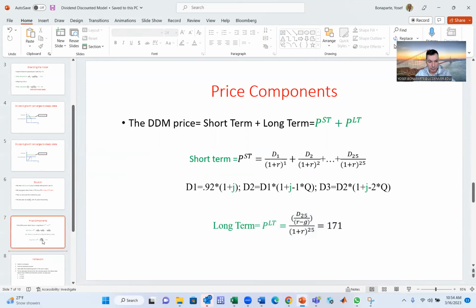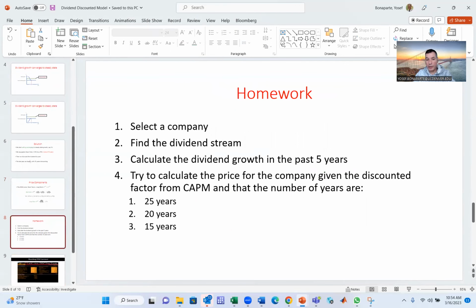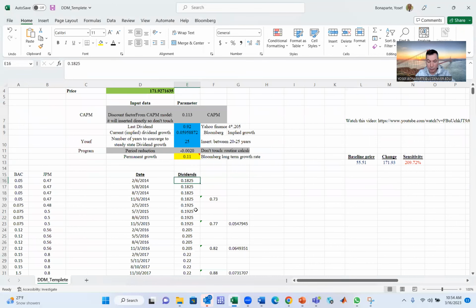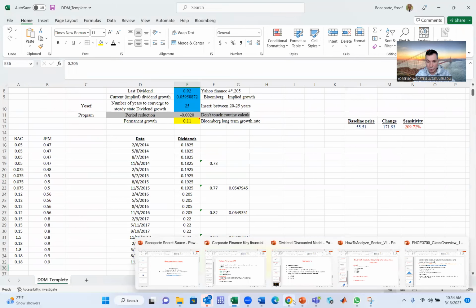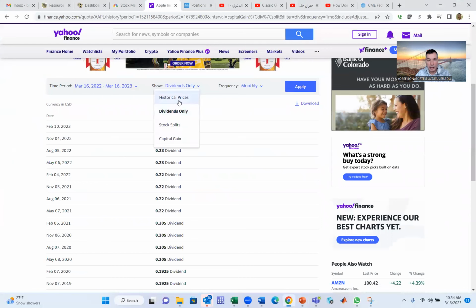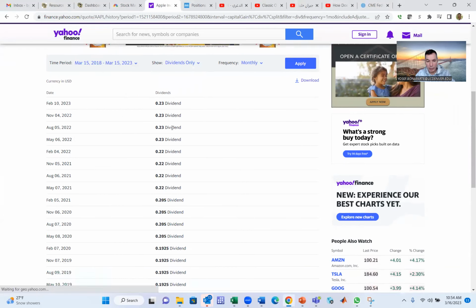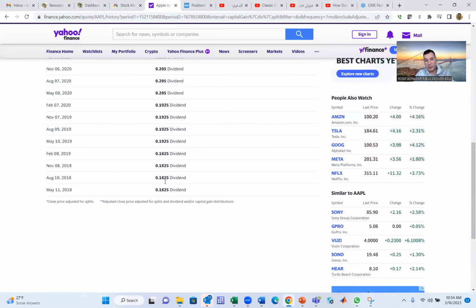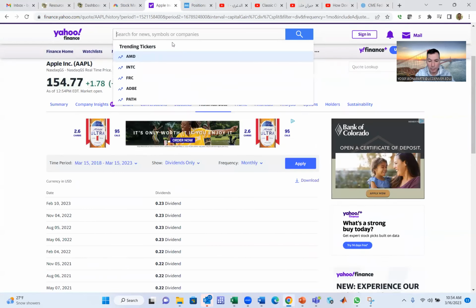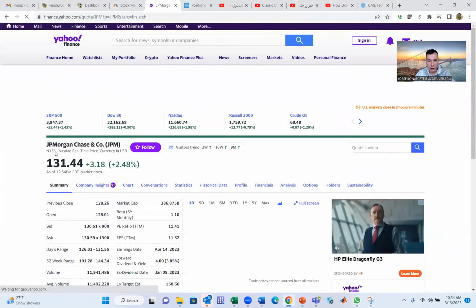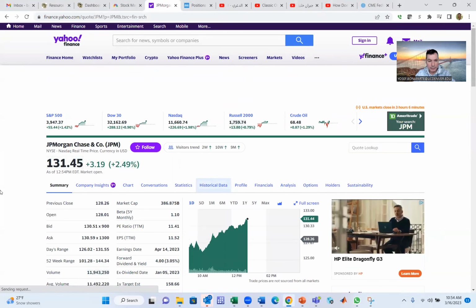Your homework is to select a company, find the dividend stream, and calculate the dividend growth in the past 5 years. Put the numbers here. Go to Yahoo Finance, go to dividend only in historical data. You click on dividend, you click on 5 years, apply, and then you see the recent dividends for Apple. Like for example, JP Morgan has dividend, Walmart has dividend, a lot of companies have dividend.